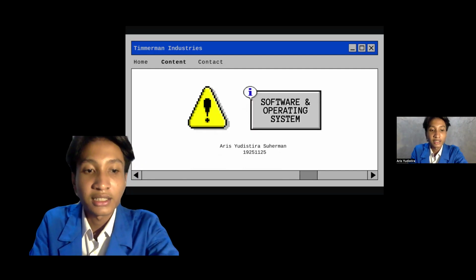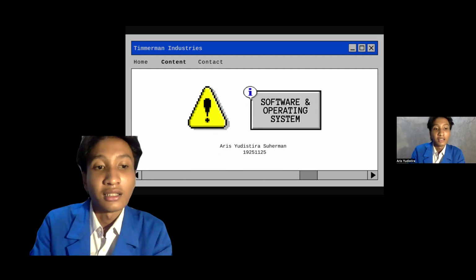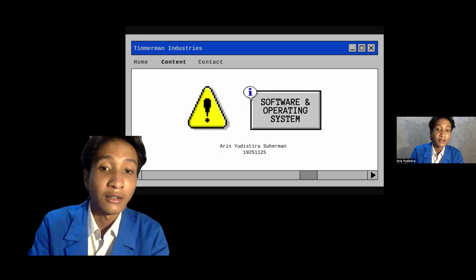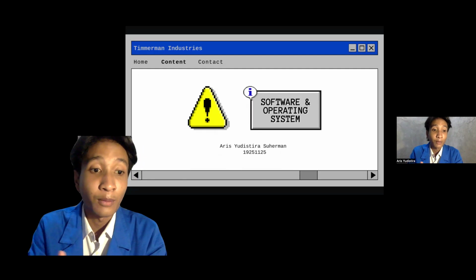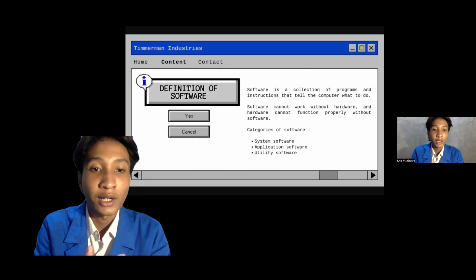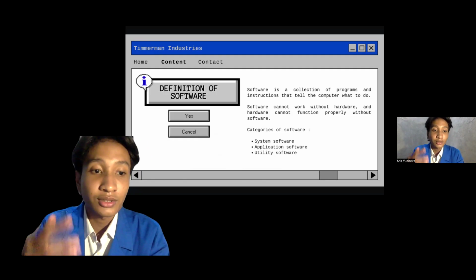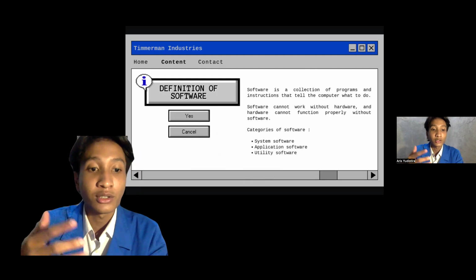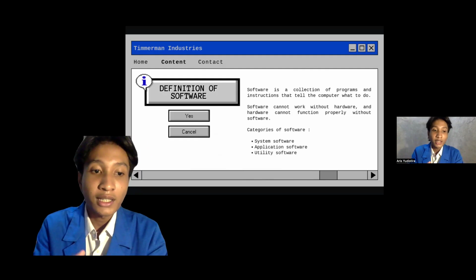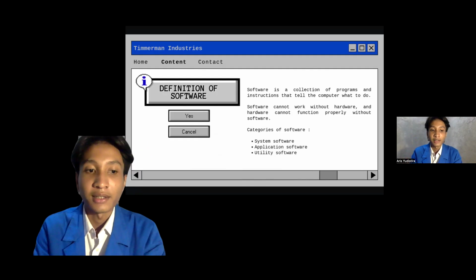So this is the second topic. The second topic that I will choose is software and operating systems. So the definition of software. Software is a collection of programs and instructions that tell the computer what to do. Hardware and software depend on each other. Without software, hardware cannot function properly.